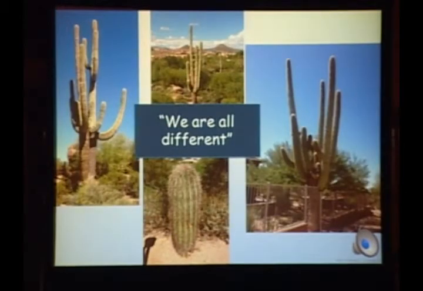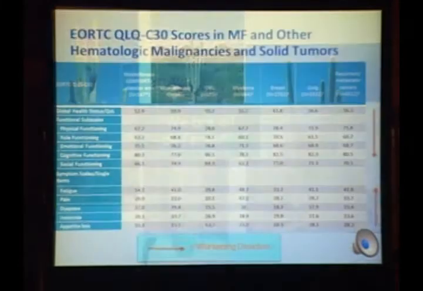So what we're talking about is that you're not all the same. Indeed, like our friends in the desert, there can be tall, they can be short, they can have 20 arms, or they can have none.